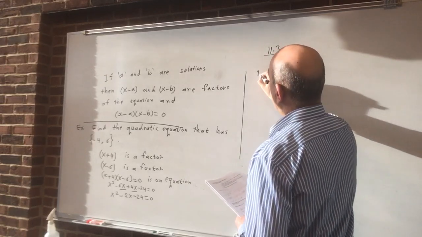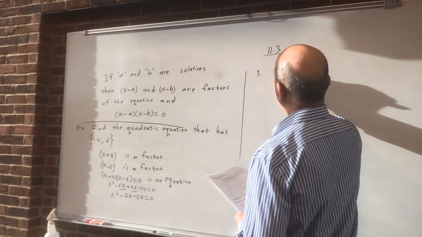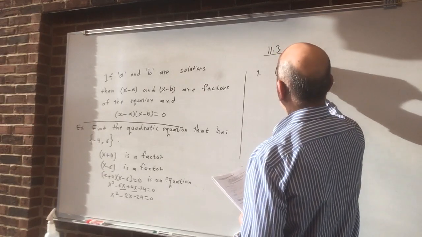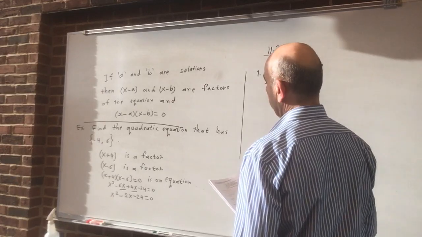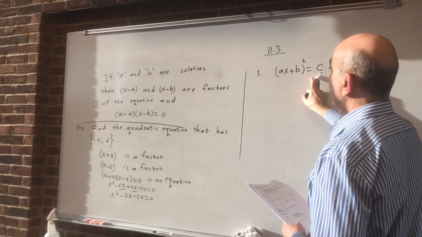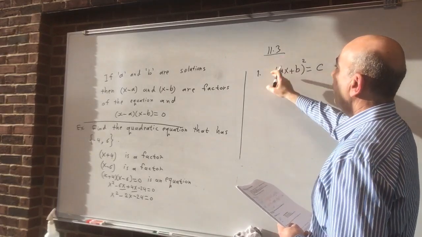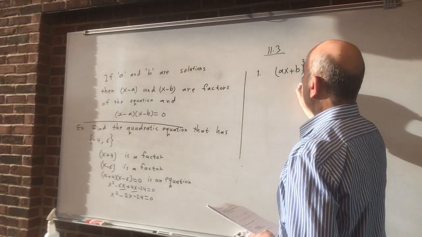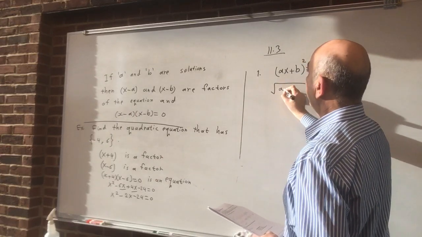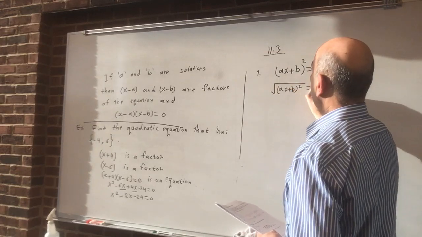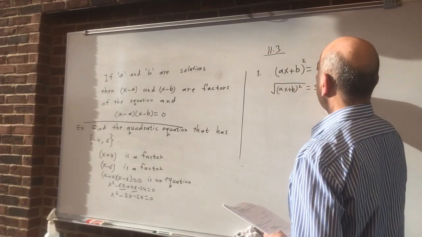So first, if the equation is in the form (ax plus b) squared equals c, use the square root property to solve it. Just take the square root of both sides, then solve it. So like this, take the square root of both sides. This is equal to plus minus root c.